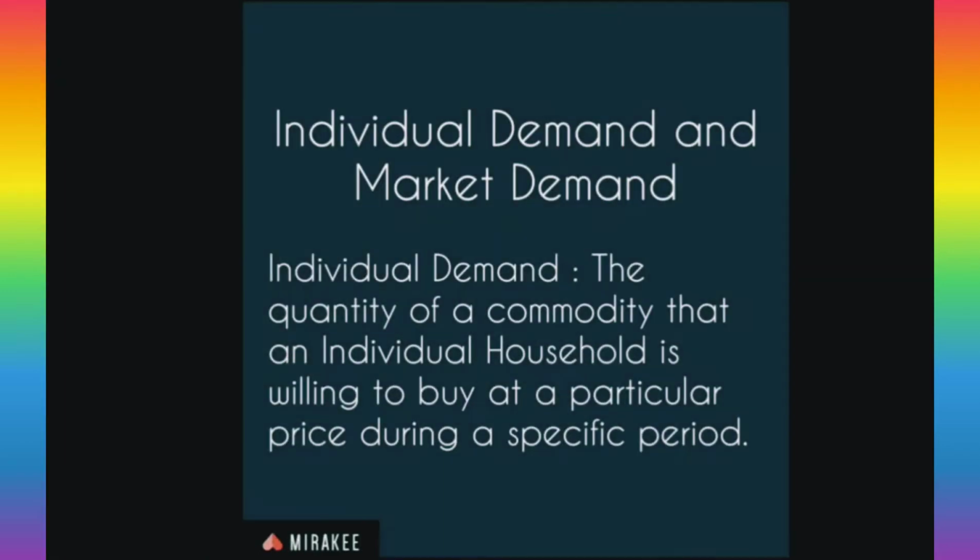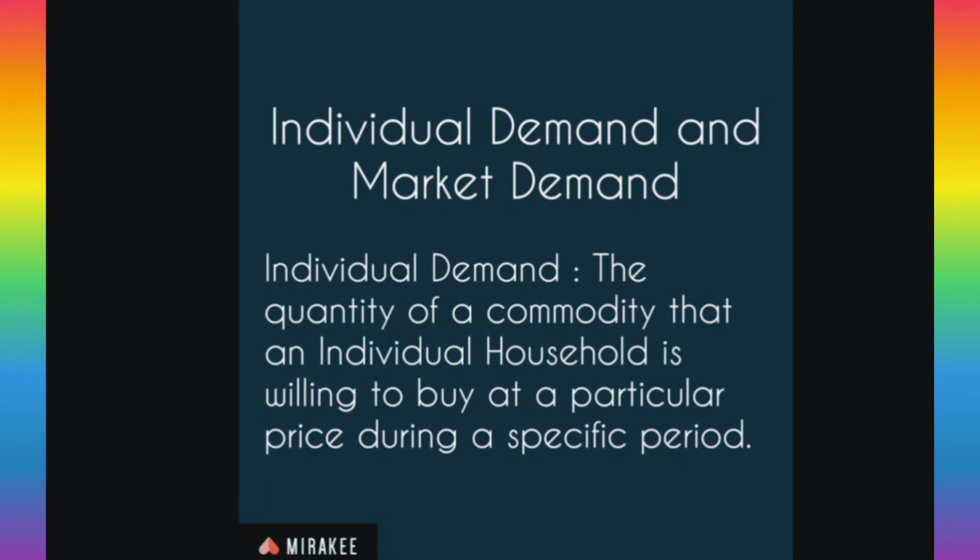Now let us see what is individual demand and market demand. As the name suggests, individual demand means the quantity of a commodity that an individual household is willing to buy at a particular price during a specific period. For example, Raj is willing to purchase 3 liters of milk at a price of rupees 40 per liter every day. It is individual demand.